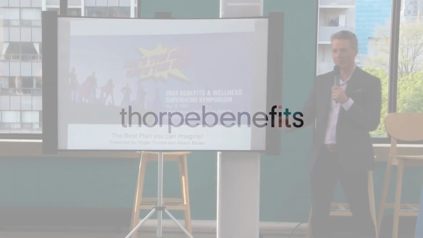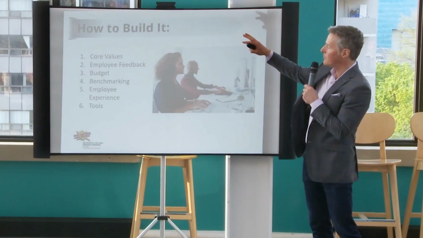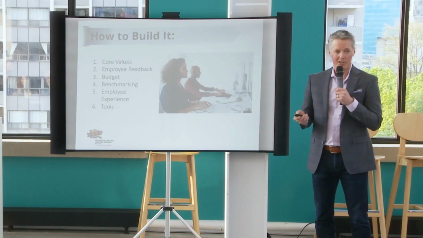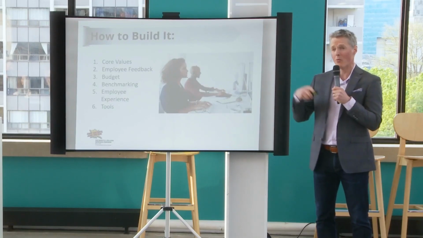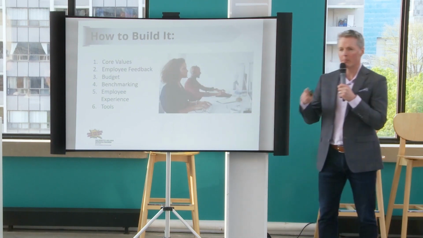What we are going to do now in session number 2 is tell you how you can get to the absolute best benefit and wellness plan you can imagine. So we have really 5 key areas that we use to build these plans. We want to understand the true belief system and values of an organization. We want to make sure that employees tell us what they want and how they feel. Of course, we have to consider budget and what we're paying for today, what we're paying for down the road. And we need to consider employee experience.